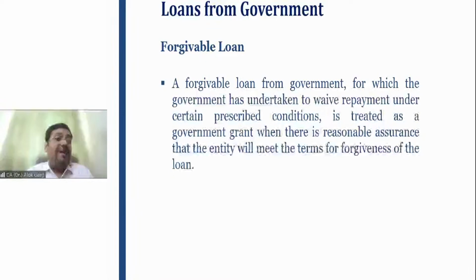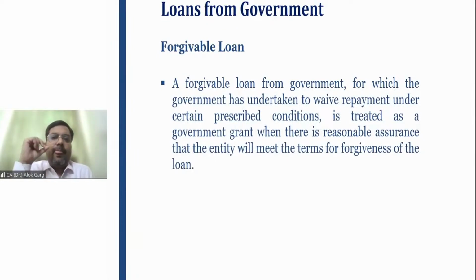So what is the first entry? Bank account debit to loan account. But the government has said, don't worry, if you meet this condition for the next 3 years or next 5 years, we will not demand this loan. And on day one, the entity is reasonably certain that yes, we will be able to meet the condition. So in this case, instead of crediting loan, the entity will make an accounting entry, bank account debit to deferred government grant or government grant liability, right? Is that clear? Government grant liability.